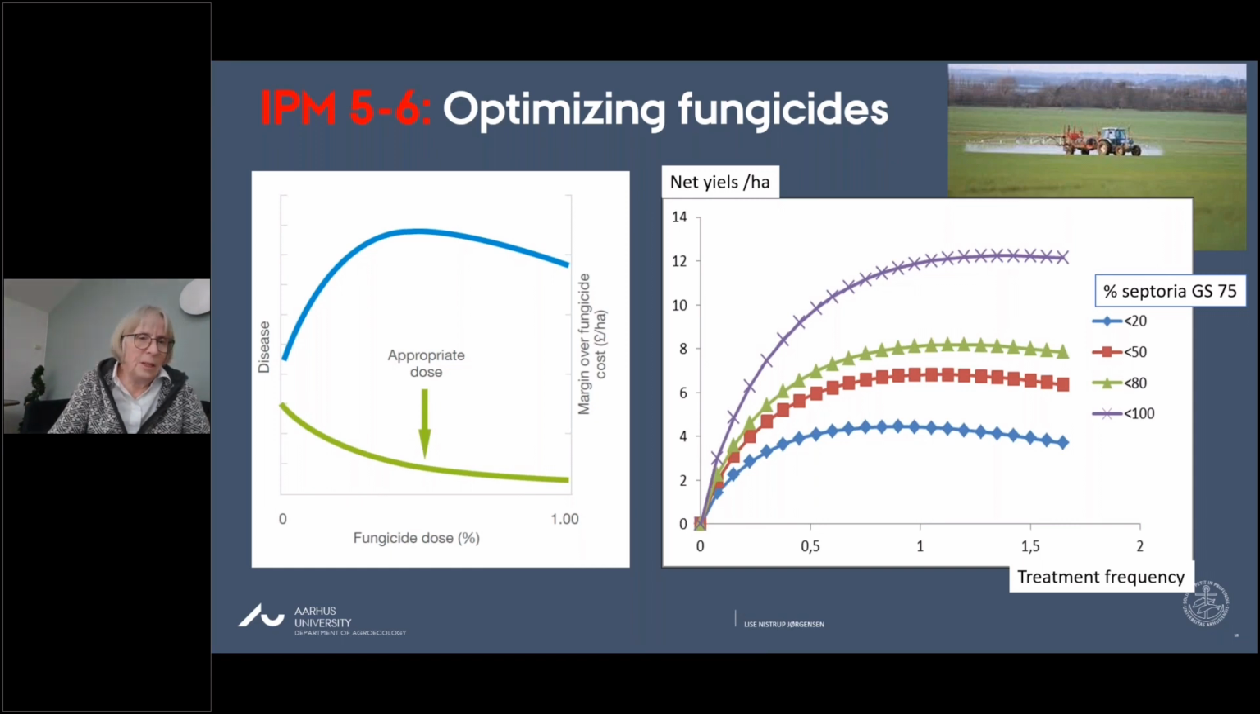The figure to the left is one taken from AHDB's own work, whereas the one to the right is just Danish data indicating that if you have a very severe level of Septoria, then the input should be with a treatment frequency between 1 and 1.5, whereas if you have a very low disease pressure and a resistant cultivar, then you need most likely less than 1 treatment frequency per season. So these are based on trial data which we have analyzed.